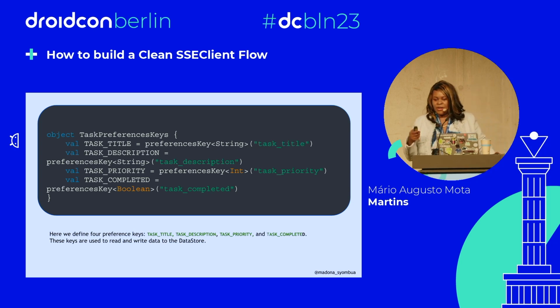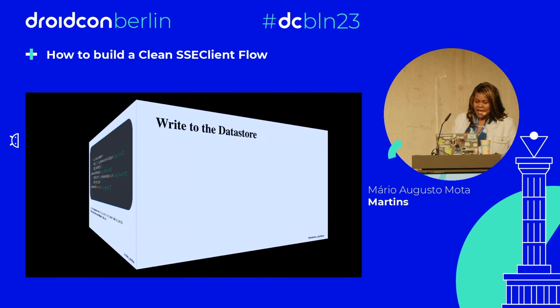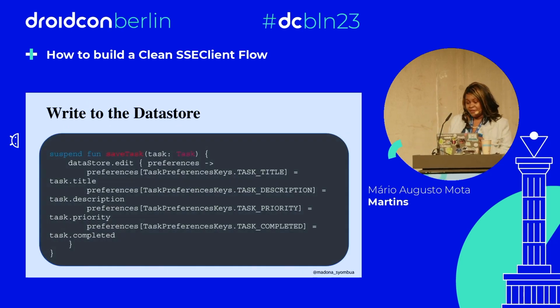As you can see there, what I've just done is take that object, task preference keys, and create those values. The type is a string, and I gave it my task title, my description, my priority, which is actually an int, and a boolean. I wanted to use different data types so we can see how you can implement it using different data types. Next, here we use the edit function to modify the preference data, and we access the keys we defined earlier.